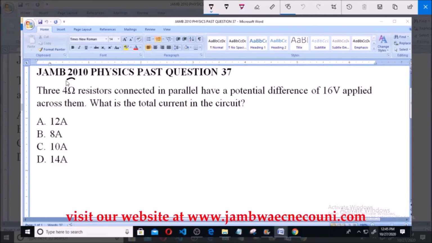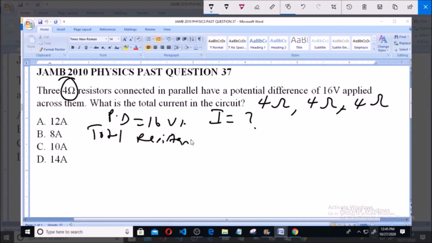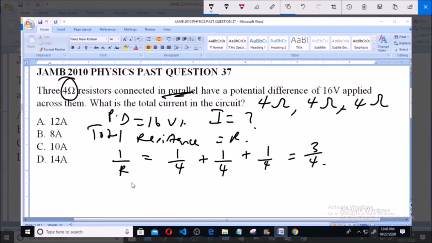So we have three 4 ohm resistors, so three resistors of resistance value 4 ohms, 4 ohms and 4 ohms, and they have a potential difference of 16 volts applied to them. So we're asked what is the current in the circuit. Now the first thing to do is to get the total resistance, which is equal to R. So for parallel, 1 over R is equal to 1 over 4 plus 1 over 4 plus 1 over 4. That's equal to 3 over 4. So R is equal to 4 over 3.